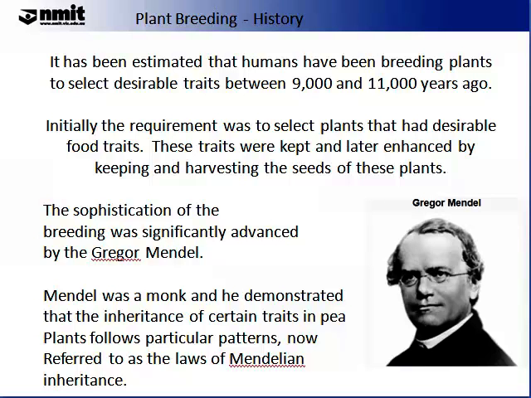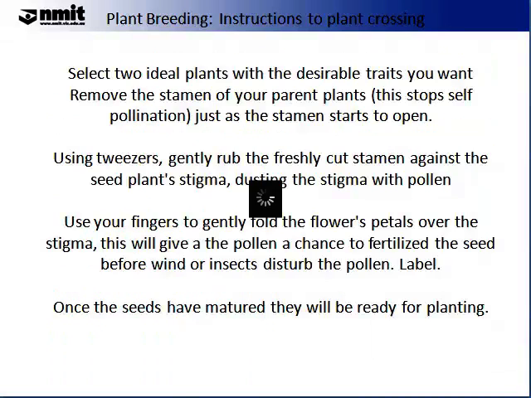The sophistication of breeding was significantly advanced by the work of Gregor Mendel. Mendel was a monk who lived in Germany, and he demonstrated that the inheritance of certain traits in pea plants follows certain patterns. This is now referred to as the laws of Mendelian inheritance, and we are going to talk about these in the next couple of slides.